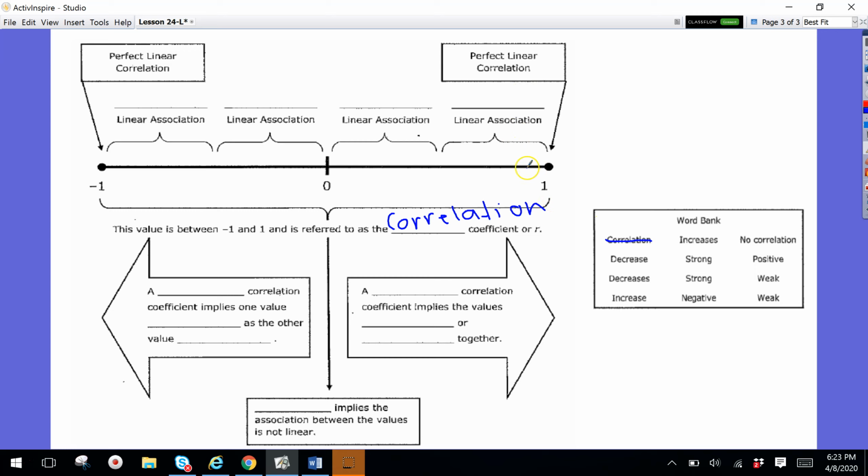So let's look here. What word would describe the numbers that are, let's say, from 0.5 to 0? Well, not from 0.5 to 0, from 0.5 to 1. If they're from 0.5 to 1, then they're really close to 1, and this would be a strong linear correlation. Now, if our R value is from 0 to 0.5, then it's going to be weak.